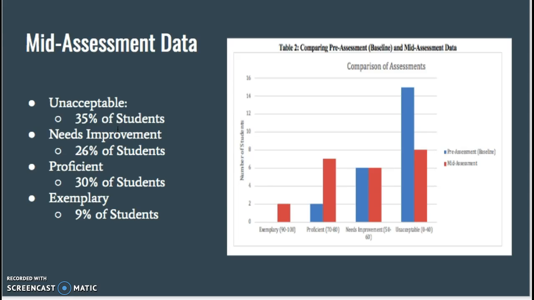So now only 35% of my students scored in the unacceptable range. Overall, growth did take place. Out of the 8 students that scored unacceptable, 3 didn't turn anything in at all. And then of the 5 students that remained, 3 of them showed growth and 2 of them stayed the same. So there still was growth there, even though they were still in the unacceptable range. And 7 students scored in the proficient area, 6 students scored in needs improvement, and 2 students scored in the exemplary. So we got an improvement there as well.